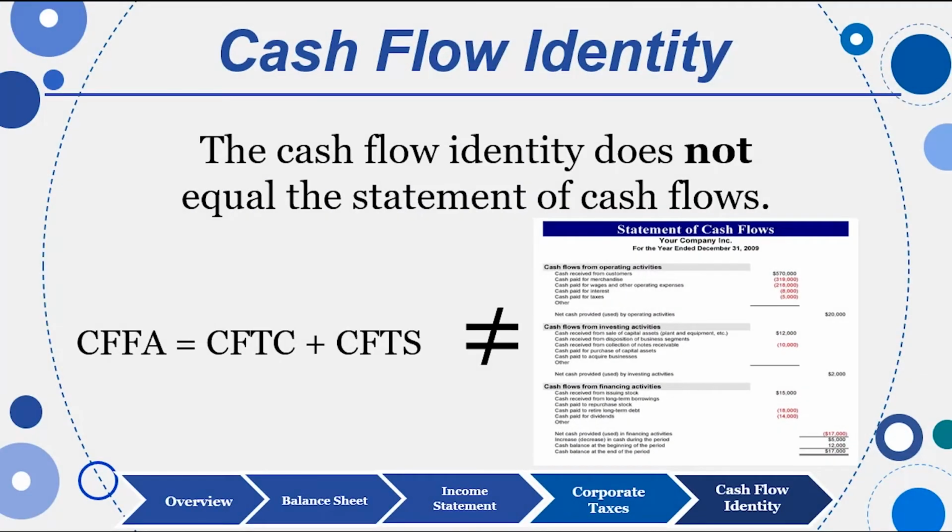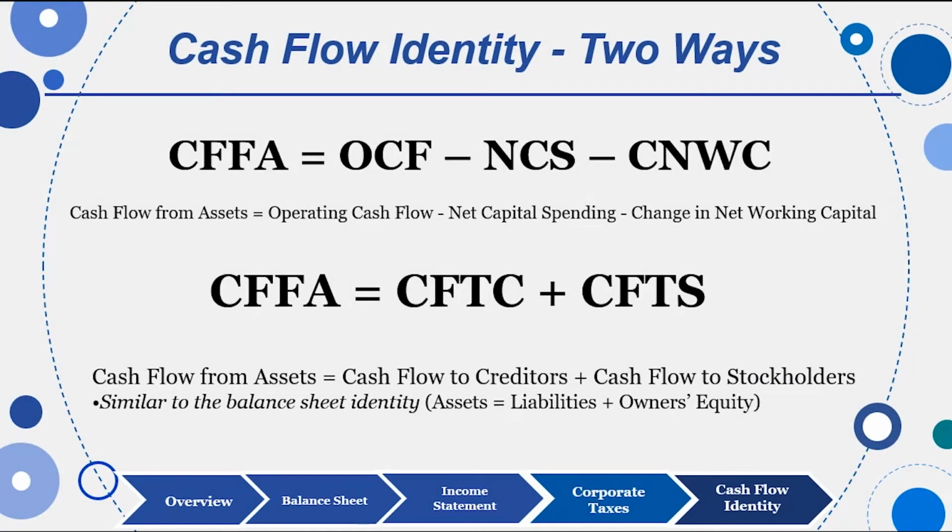The cash flow identity does not equal the statement of cash flows, although you'll see some similarities and some components that are used similarly in both. CFFA equals CFTC plus CFTS. That looks a lot like the balance sheet equation: assets equal liabilities plus owner's equity.